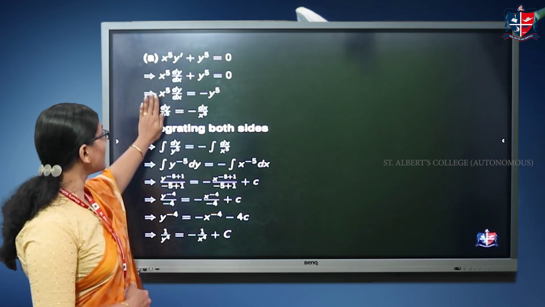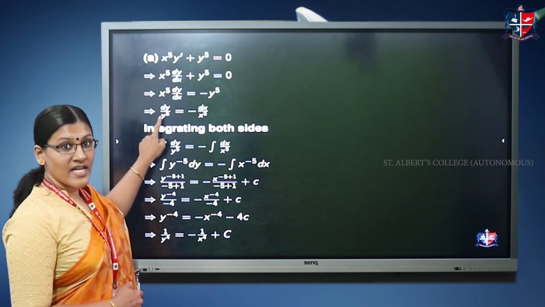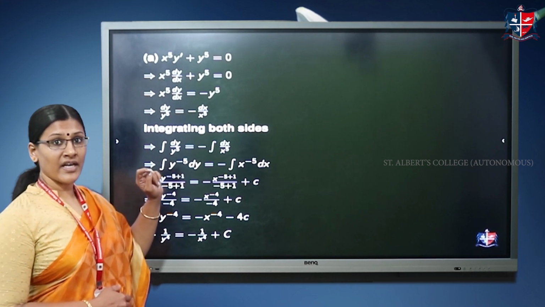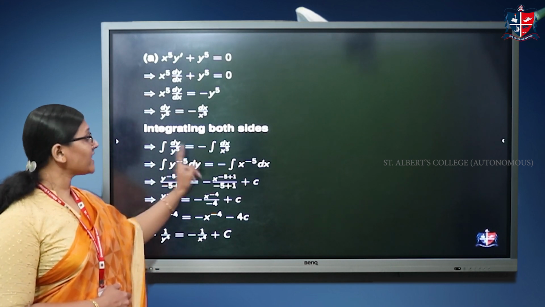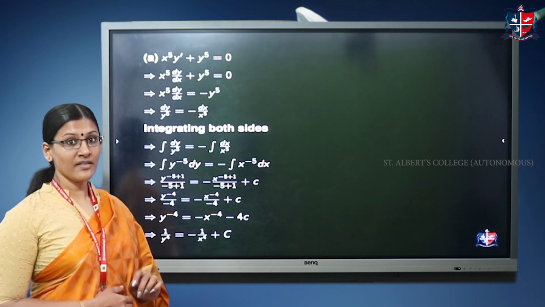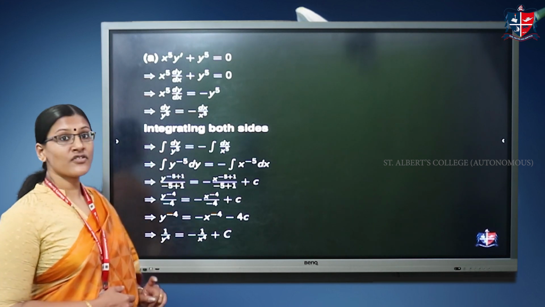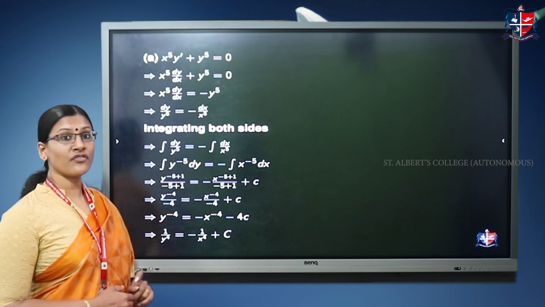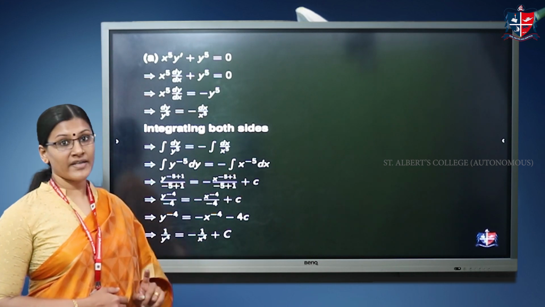That is, all the terms in y are in the left hand side and all the terms in x are in the right hand side. Once we have separated the variables, we will integrate both sides. Integrating both sides, we get integral dy by y raised to 5 equal to minus integral dx by x raised to 5. Now we have to do the integration. For that, 1 by y raised to 5 will be written as y raised to minus 5. Similarly, 1 by x raised to 5 will be written as x raised to minus 5.